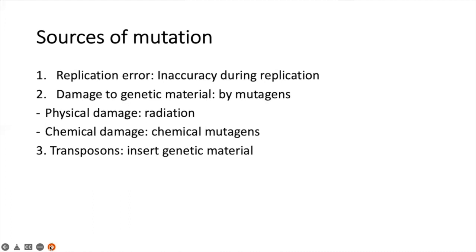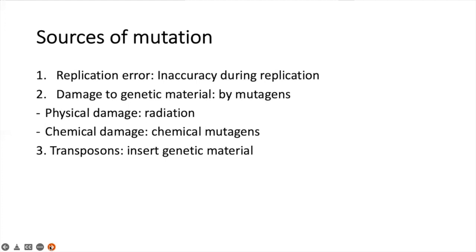Damage to genetic material. Damage caused to genetic material will also result in mutation. Physical damage: high energy radiation causes damage to genetic material, thus causing mutation. Certain chemicals can also react with DNA, causing mutation. This causes chemical damage to the DNA, which leads to mutation.